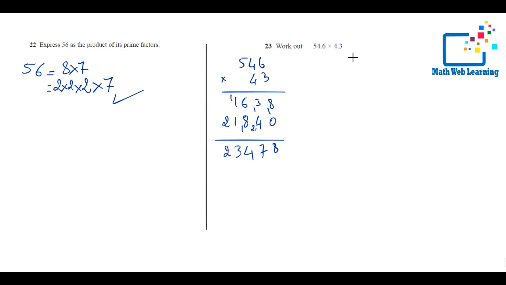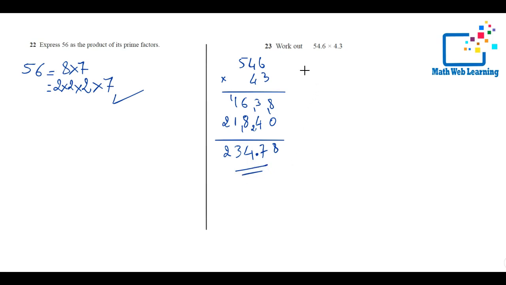Now, we need to put the decimal point. Remember, there was 1 decimal place, and 1 decimal place. You just count the digits after the decimal point. You've got 1 digit here after the decimal point, and another one here. So altogether 2. So we count 1, 2, and place your decimal point. And that's how you do it.